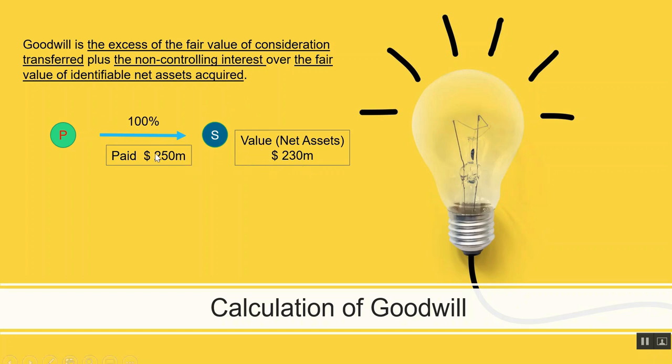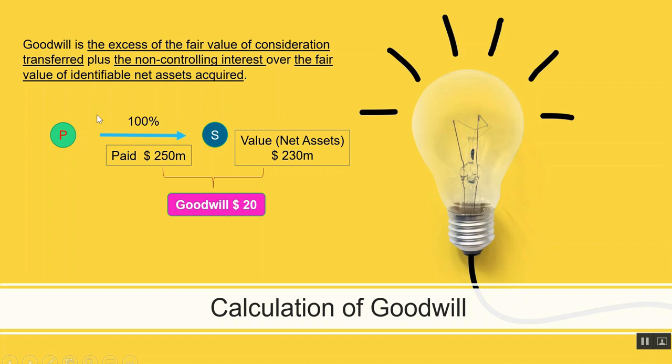So what is this difference? P has paid 250 to acquire 230 million. This is the excess amount over the fair value of identifiable net assets, which is known as goodwill. So $20 million is known as goodwill.